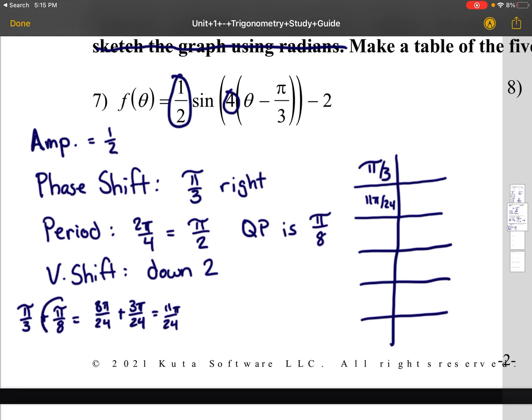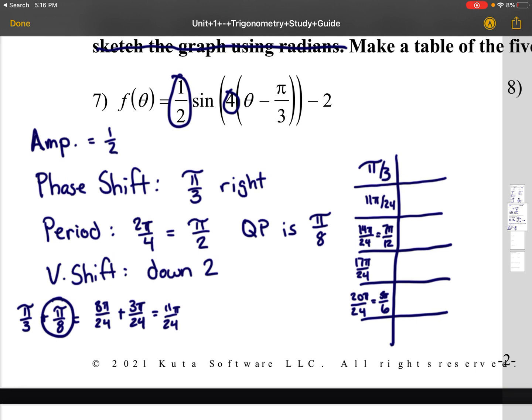If we add 3 pi over 24 again, so we're just adding pi over 8, which is 3 pi over 24, we're going to get 14 pi divided by 24. We're going to get 17 pi divided by 24. And we're going to get 20 pi divided by 24. Simplify the ones you can. So 14 pi over 24 is going to be 7 pi over 12. That one stays the same. 20 pi over 24, 4 divides into both of those, so we get 5 pi divided by 6.